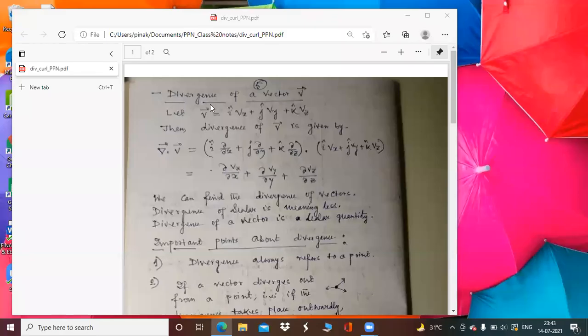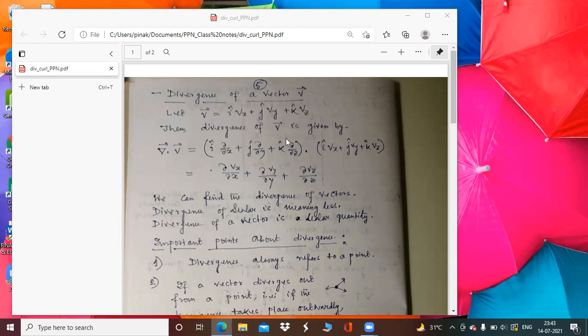So in this lecture, we are going to discuss divergence and curl of a vector. First we will be taking up divergence of a vector v bar. Now let v bar be equal to i cap vx plus j cap vy plus k cap vz. That means we are writing v bar in terms of its Cartesian component form.